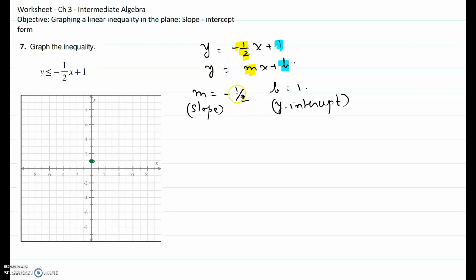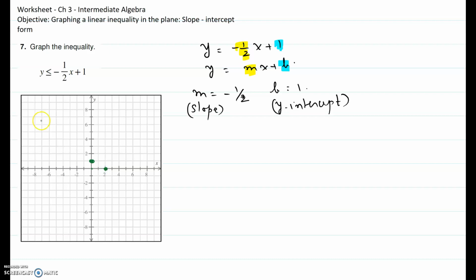Because the slope is negative, it's usually defined as rise over run. The rise is in this case negative 1. So you're going down 1 unit and then move to the right 2 units. So first you will be going down here and then 2 units here. Your second point is that one.